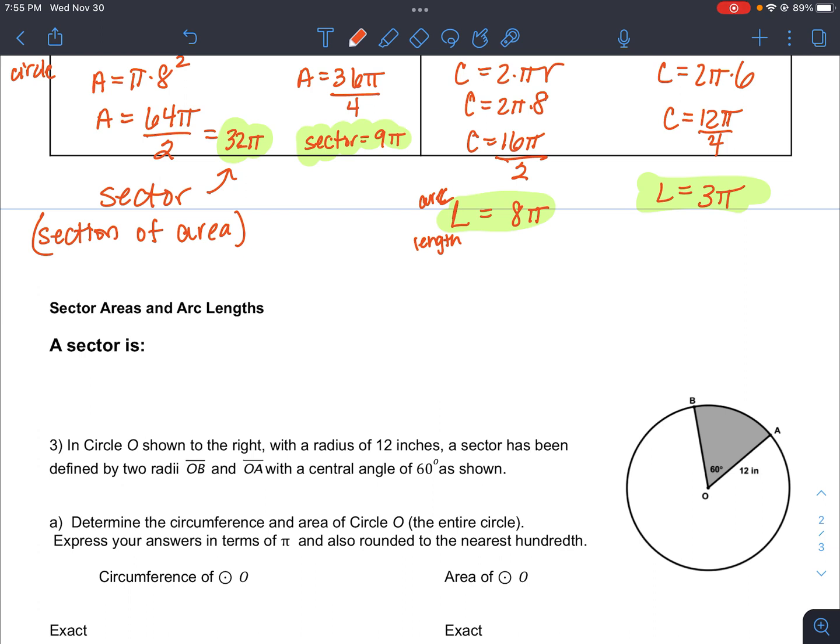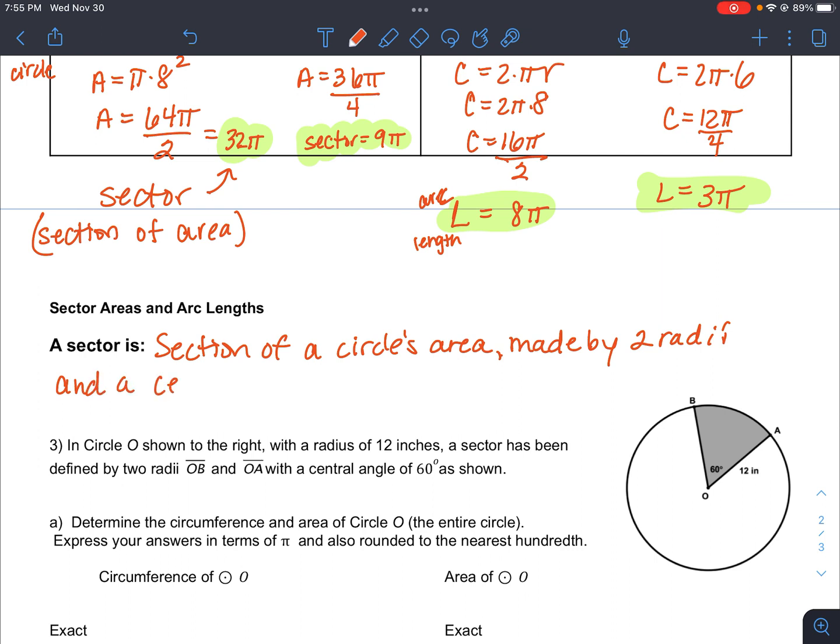So a sector, again, is a section of a circle's area made by two radii and a central angle. And you had that up above. It was always made by two radii. One time it was made by a 90-degree central angle. The other time was a 180-degree central angle, so a straight angle.